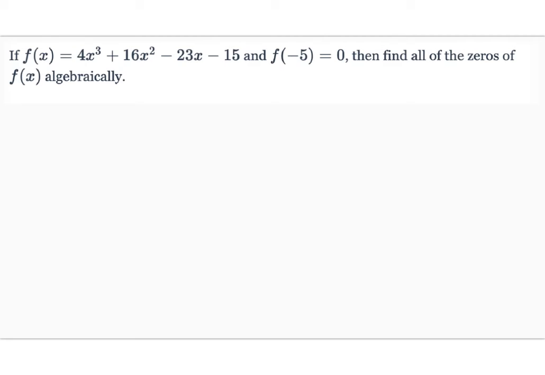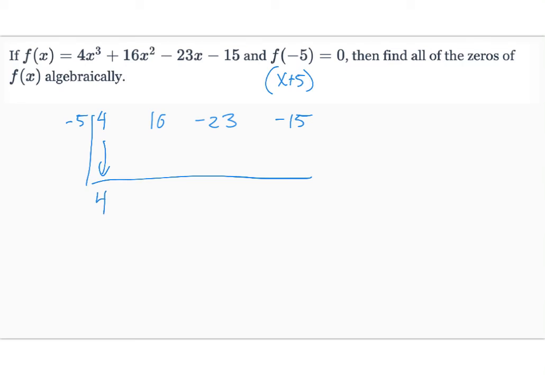All right, here we're looking at a polynomial. We're given 1, 0. And if f of negative 5 equals 0, that also means that x plus 5 is one of our factors. To find these zeros algebraically, what we're going to do is divide first. So I'm going to have negative 5 out front. 4, 16, negative 23, negative 15. That's going to be 4, negative 20, negative 4. It's going to be positive 20, negative 3. And then we're going to have positive 15 and 0.